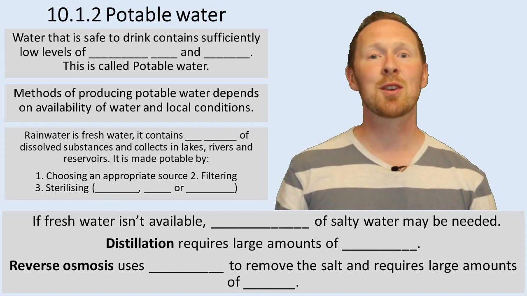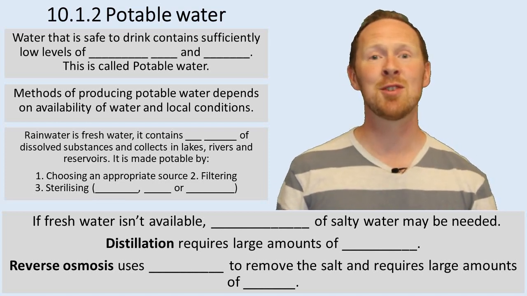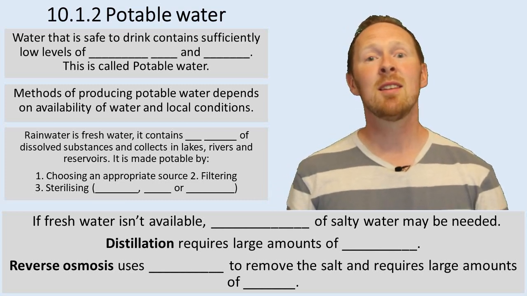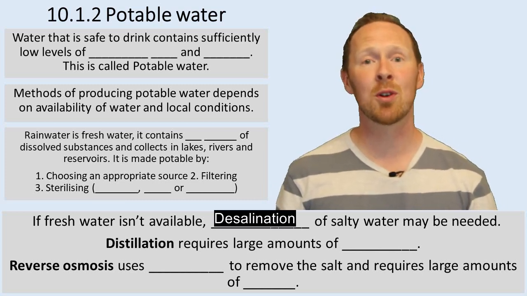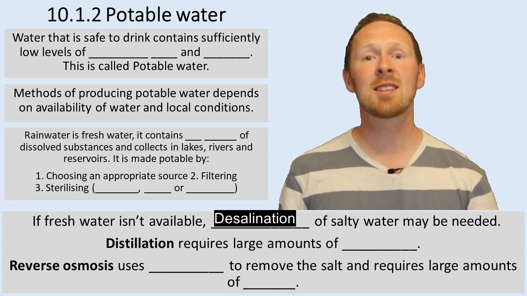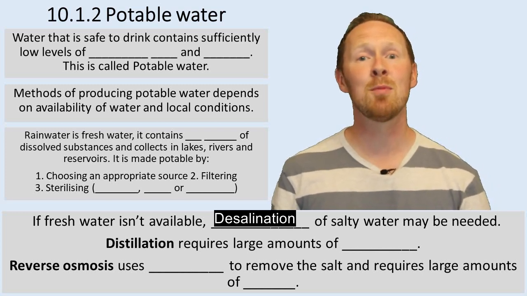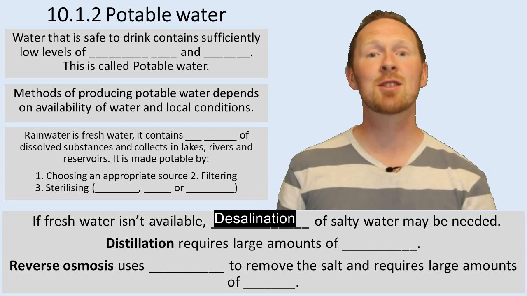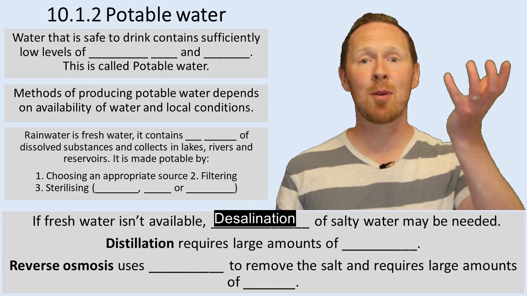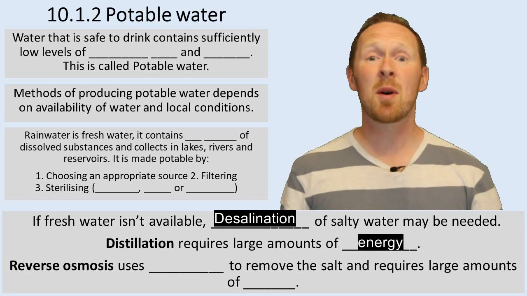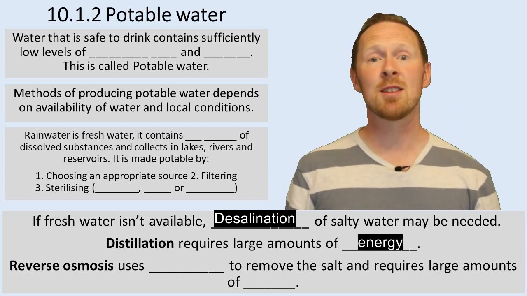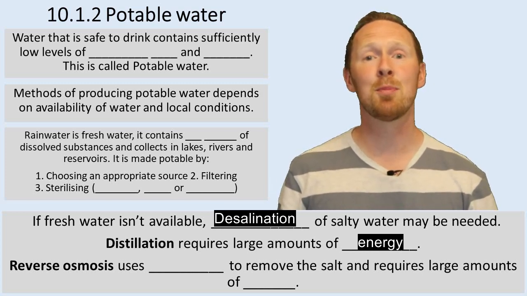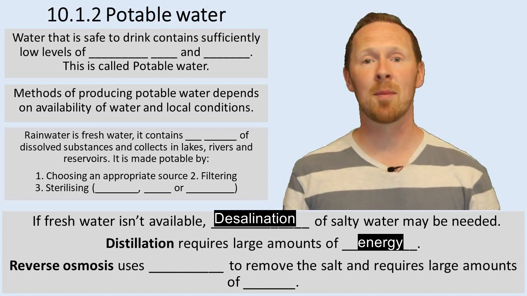Now, if you live somewhere where fresh water isn't available, so you don't have rivers or lakes or reservoirs where you can collect the water, then desalination of salty water can take place. Desalination can take place by removing the water by a process called distillation. We heat the salty water, and as the water evaporates, it condenses. This requires a lot of energy, so therefore it's a very expensive process. But distillation is a way of producing pure water from salty water.